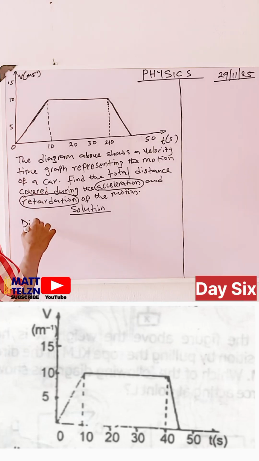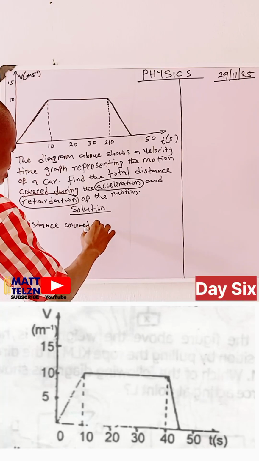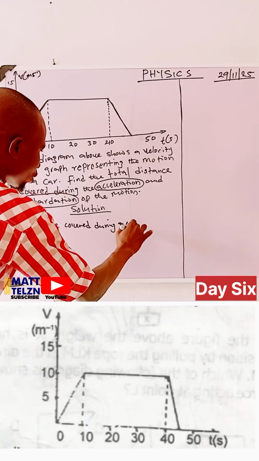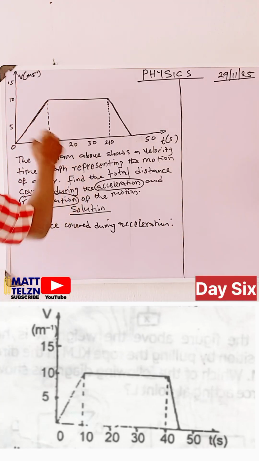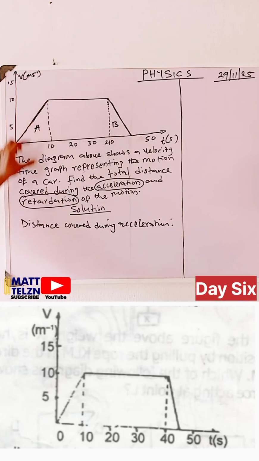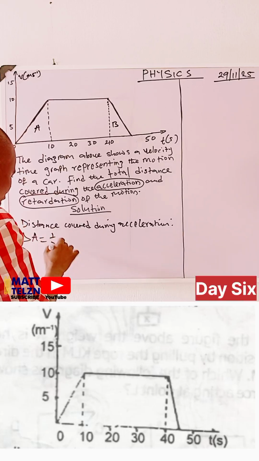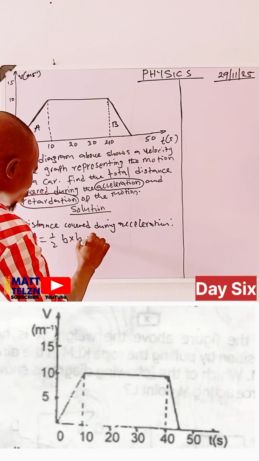Now say distance covered during acceleration. Distance covered during acceleration. Okay, let me use this as A and this as B. You notice that the shape here is what? A triangle. This is also a triangle. So that means I have my triangle A. What is the area of this shape? The area of a triangle is half base times height, right? Good. So let me bring out what I have there.